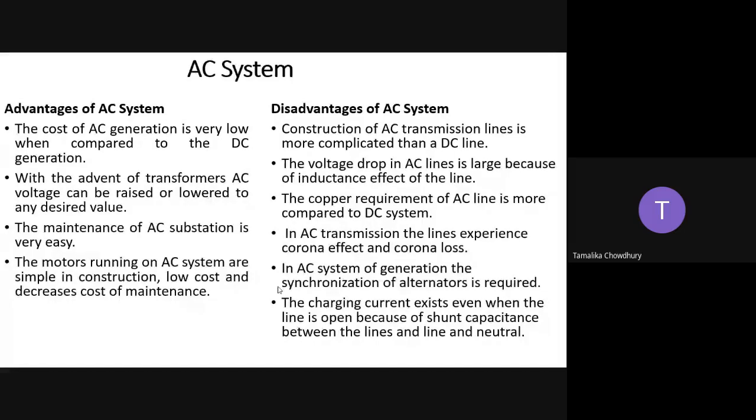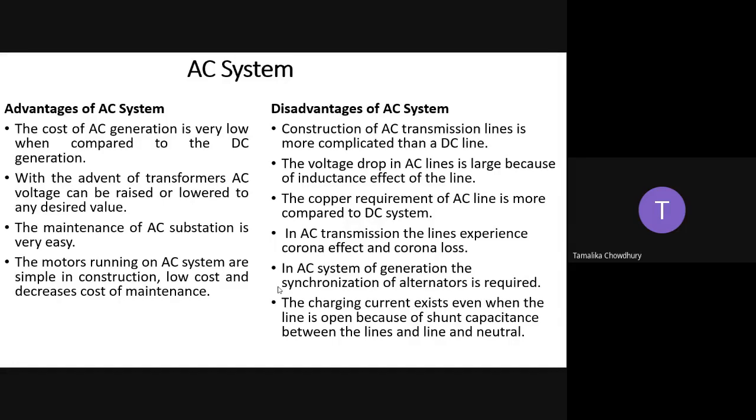Next is that the copper requirement of an AC line is more compared to DC. That means the volume of the conductor material, the amount of copper spent on that cross section of the line, is more compared to the DC system, because obviously three phases are going. So 3 into I squared R means three times the copper requirement. That is why in AC it is almost thrice that of DC.